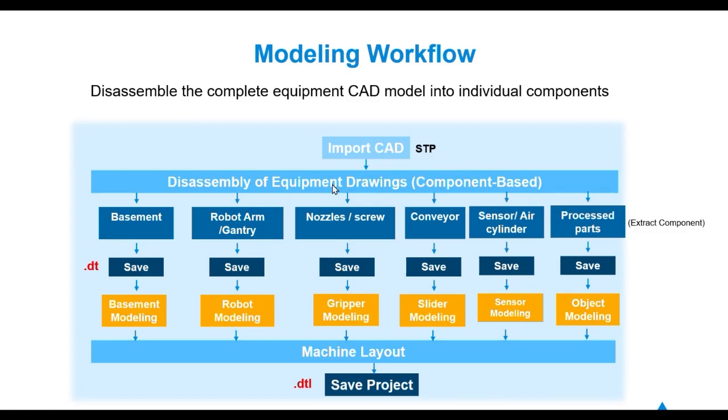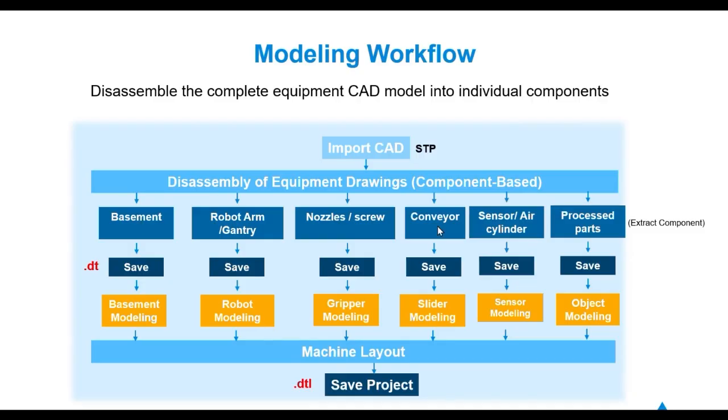Then we recommend you disassemble the equipment into single components. If you have a whole layout STP file, maybe, just like yesterday's training, you can separate it into components like base frame, robot arm, gripper, conveyor. Those are single modules. We recommend making them single modules so that it is easier to organize, and you have more flexibility, maybe a better way to do IO communication of those components.